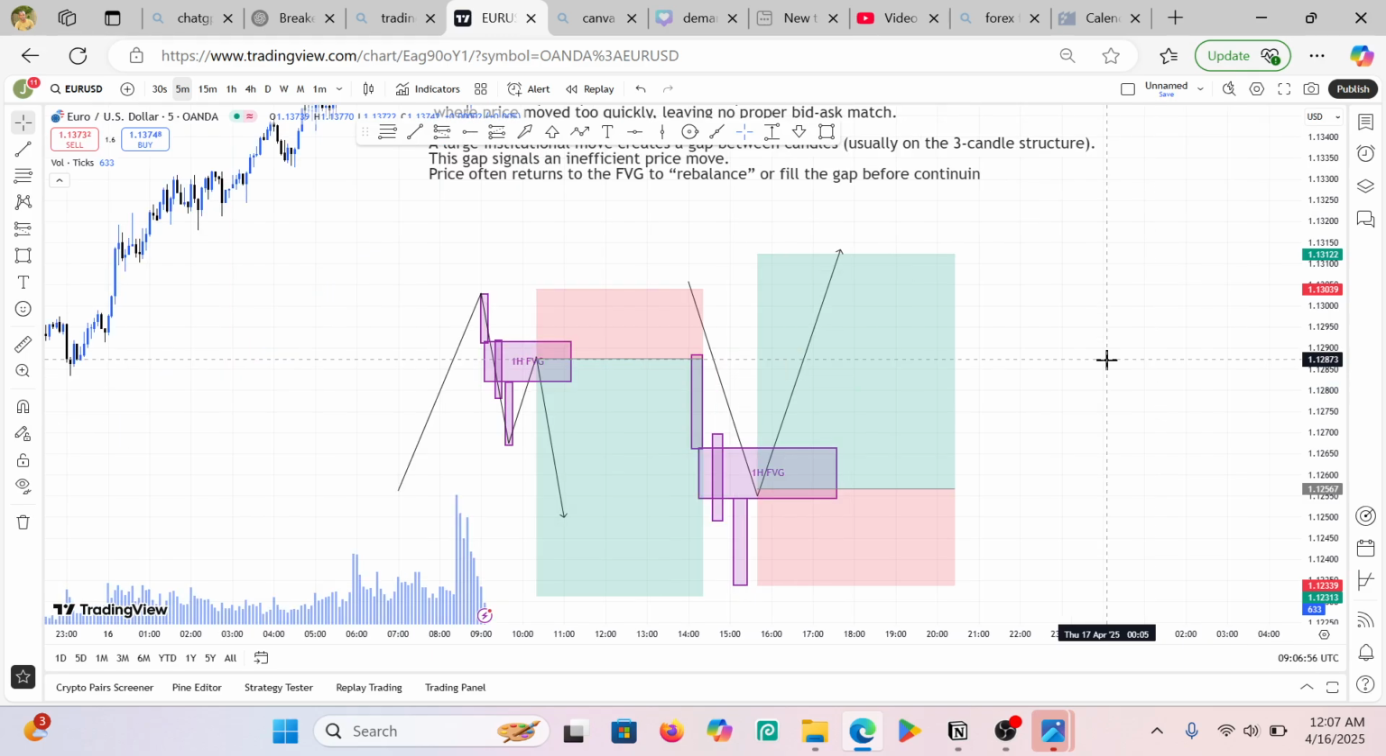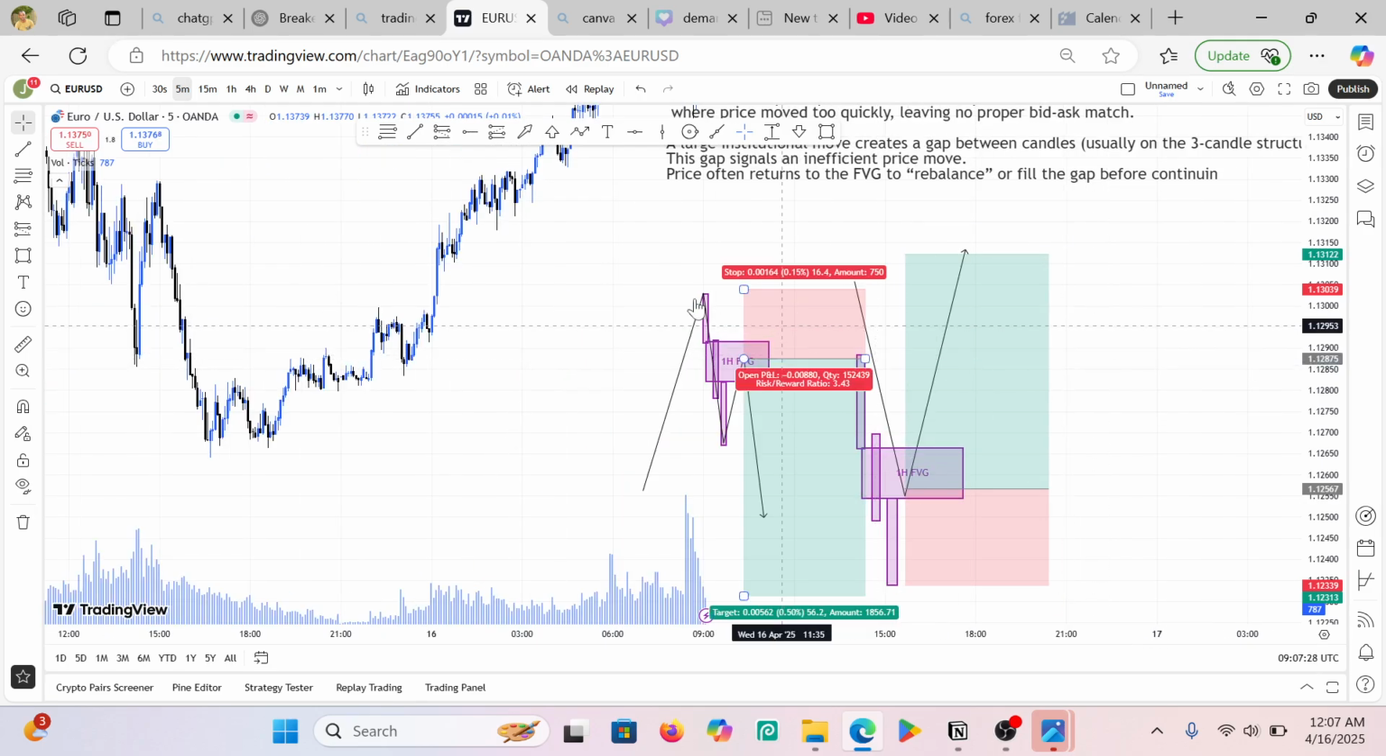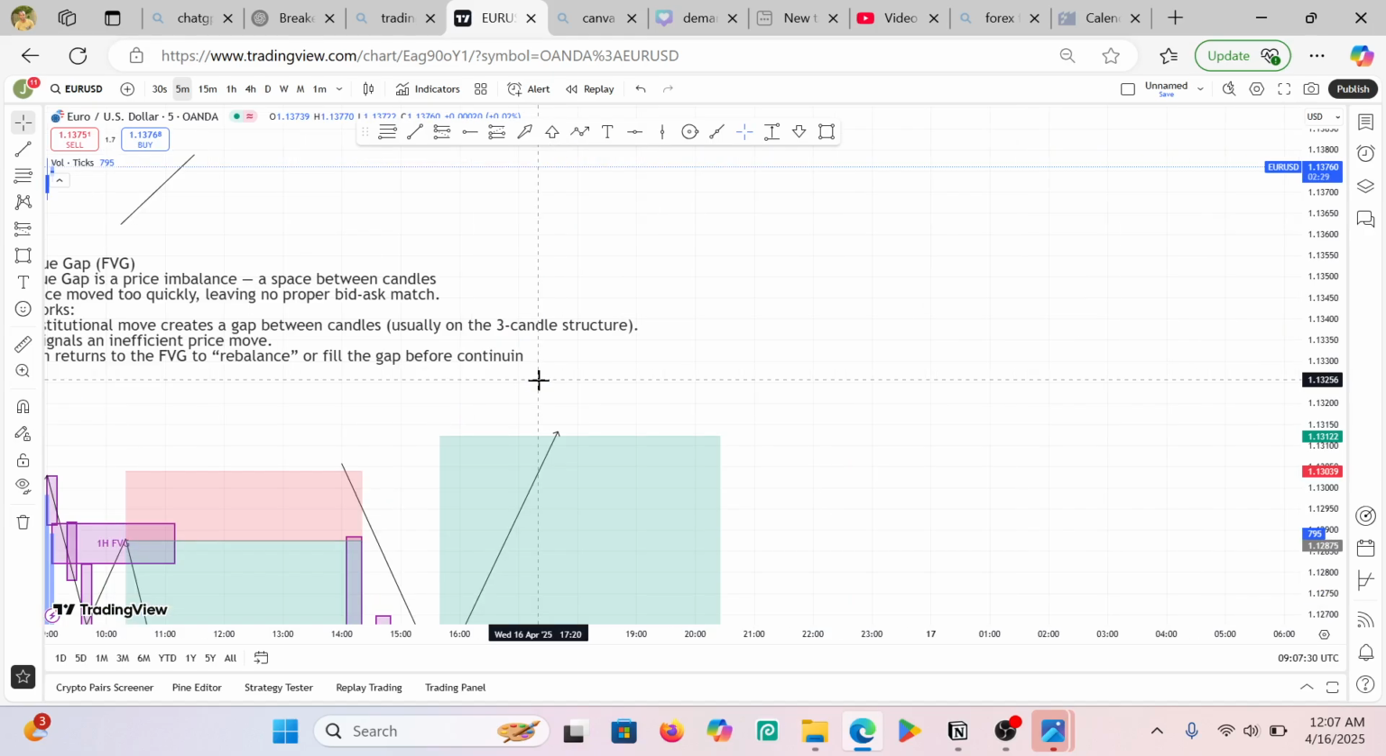You mark the three candlestick formation. For a bullish one, on the first candlestick you mark the high, and on the third candlestick you mark the low of the lowest wick. Let's identify it in the chart.